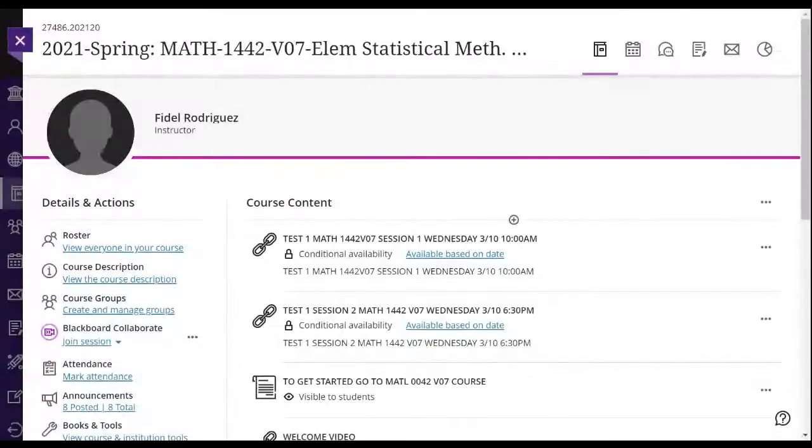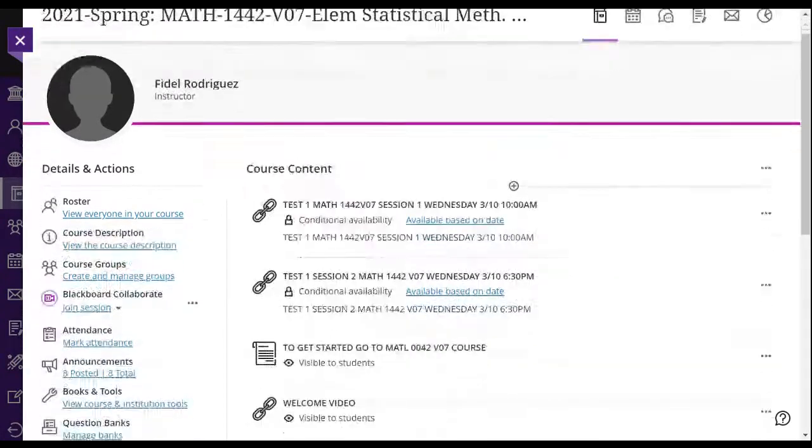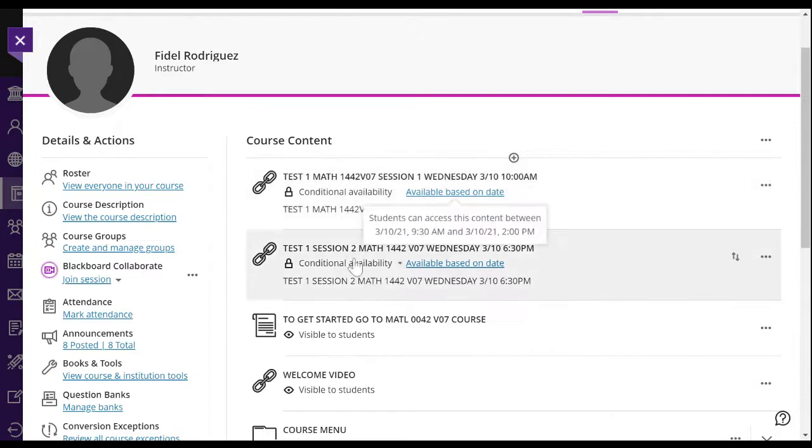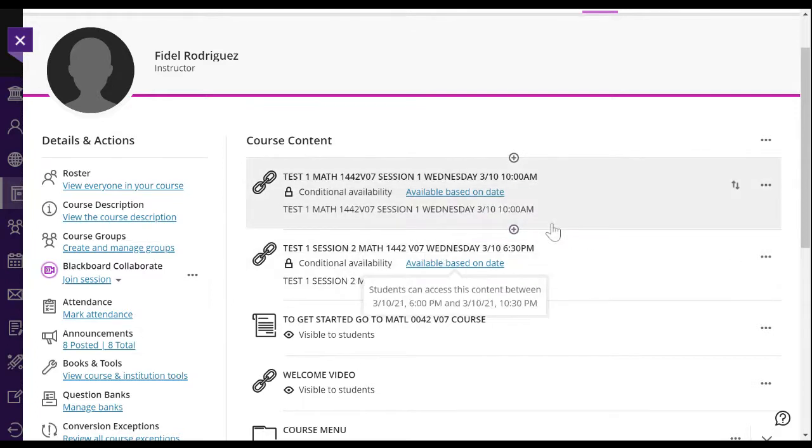Let's see. So look, this is what we're going to do. Okay, I want to say that you guys can see my screen right here. Yeah, you can, because I can see it too. So if you notice right here at the top, do you see how there's 2 links? One of them says test 1, math 1442, session 1, Wednesday morning, March 10th at 10 a.m. And this one is at 6:30. So remember, you were supposed to sign up on the Excel sheet that I sent out. If you didn't sign up yet, do it tonight. Do it tomorrow before you take your test.